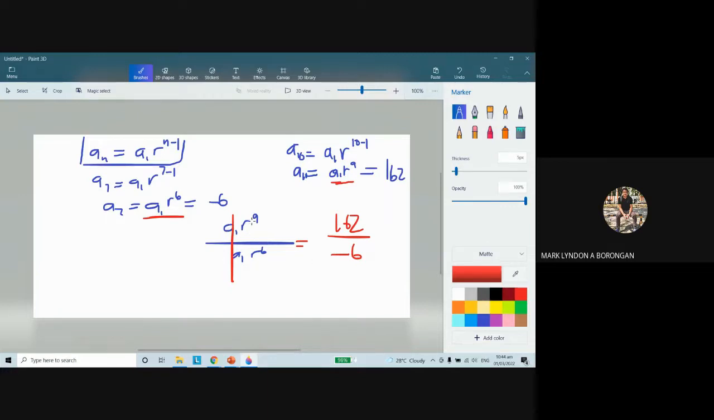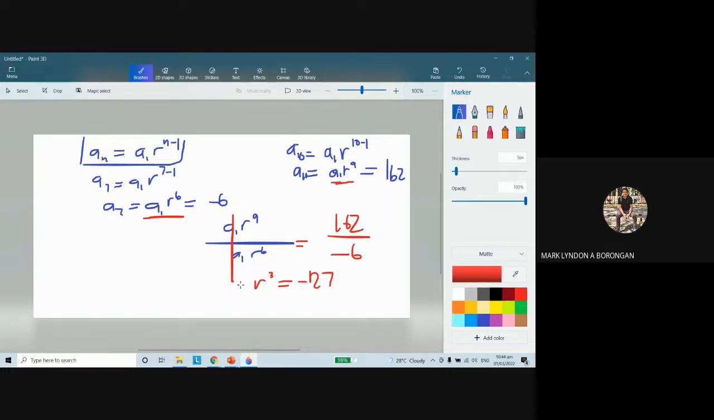Okay? So r to the power of 9 divided by r to the power of 6, that is just r cube, right? It becomes r cube by our laws of exponents. If it is in the denominator, the exponent is subtracted. Okay, so r cube. So 162 divided by negative 6, that is 27. So negative 27.